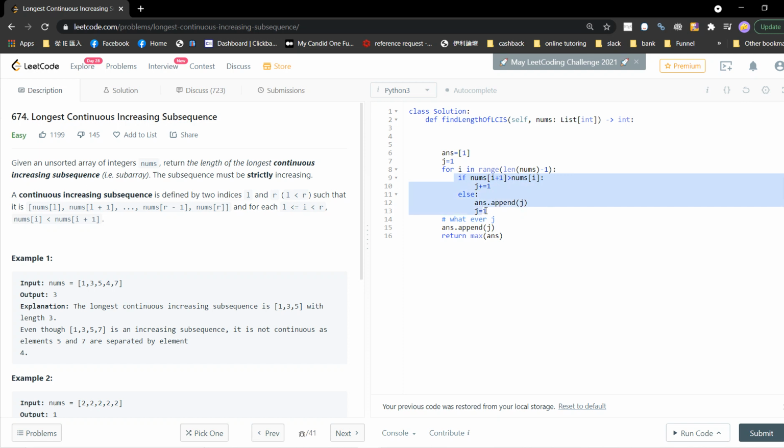So you just go left to right, and wherever you see the increasing, you keep increasing. If you see this increasing stops, then you set it back. Otherwise, append. And there is a special case where your original array is always continuously increasing, so whatever j is, you need to append it at the final stage. Then you return the maximum of answer. Maximum answer means that you return the maximum length of the continuous subsequence. Yeah, that's it.